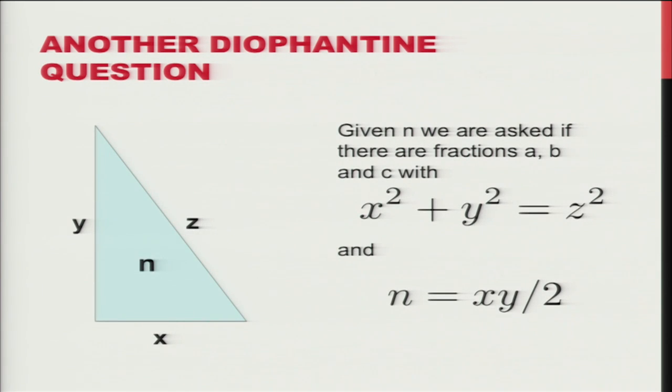So again, this is a problem. We want a triangle of area n, sides x, y, and z all rational numbers. So given n, we've got to find x, y, and z with x squared plus y squared equals z squared, and n equals xy over 2. So again, it's not very clear how you would go about doing this. I mean, say n was 1, you want a right-angled triangle of area 1, you could try x, y, and z with small denominators, see if you could find any examples. You would find that you couldn't find any. But what does that mean?